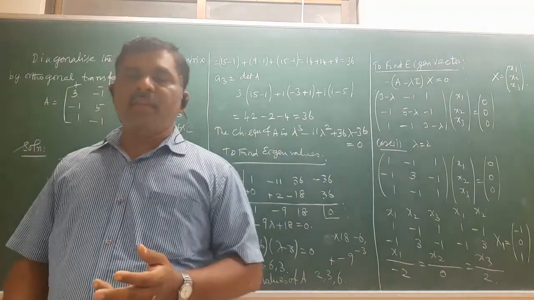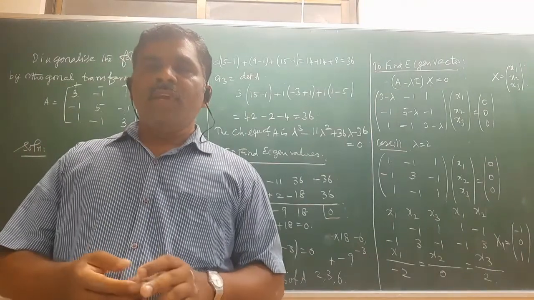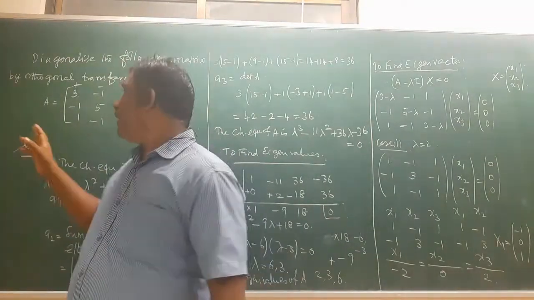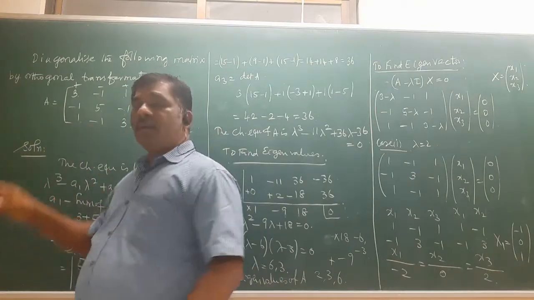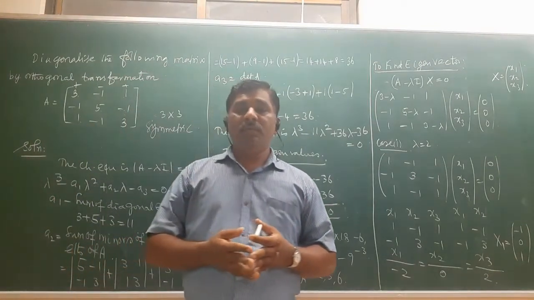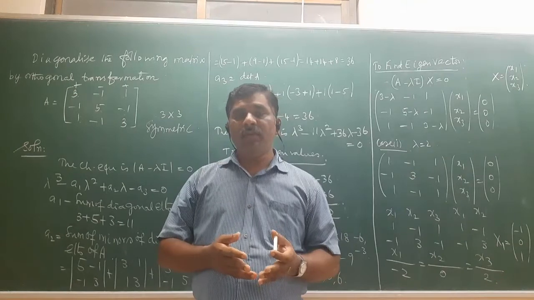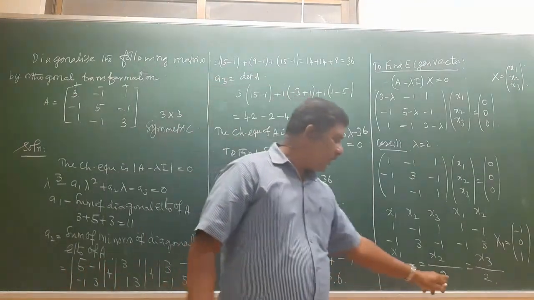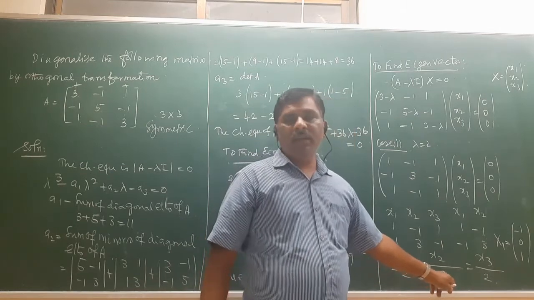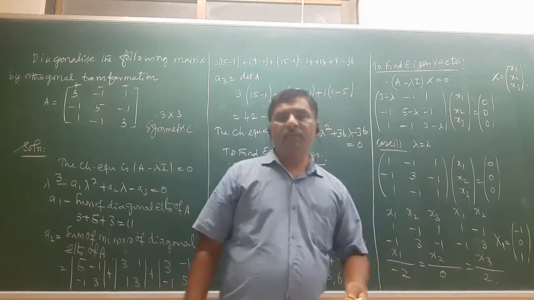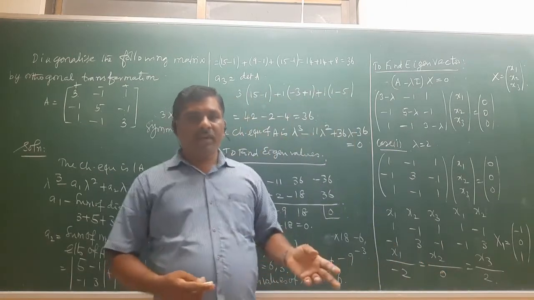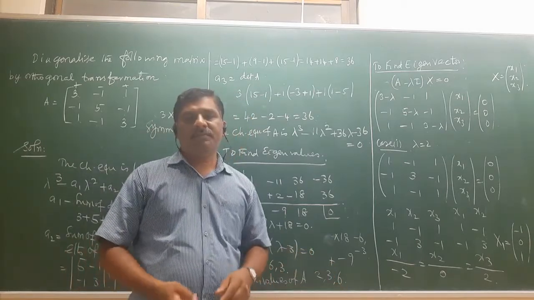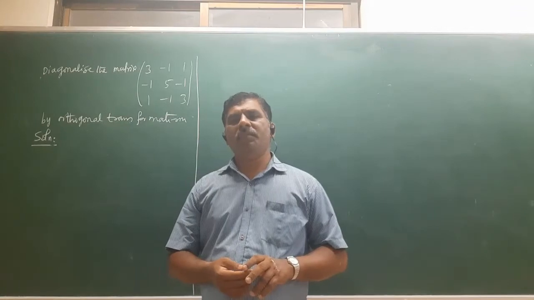To find the diagonalization of the matrix for the given real symmetric one, first you have to find the eigenvalue, then you have to find the eigenvector. Up to now we have found one eigenvector. Next we have to find the 2 more eigenvectors for the values 3 and 6. The continuation of the problem.